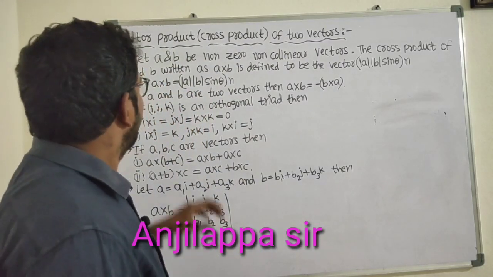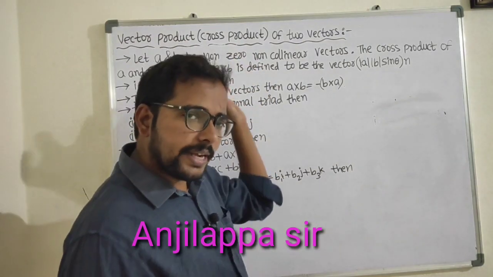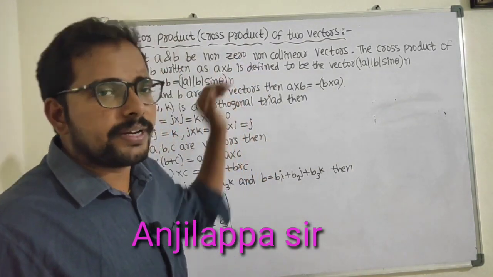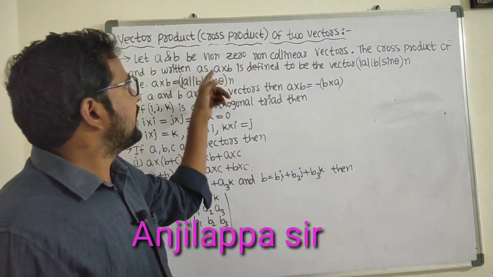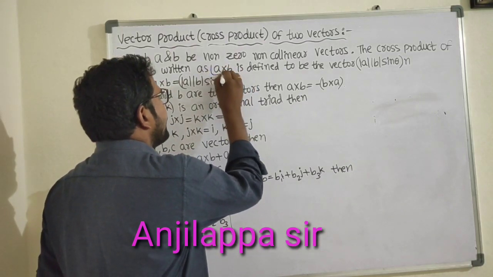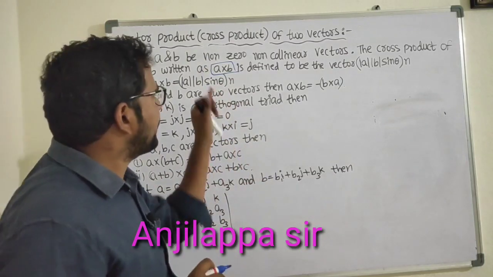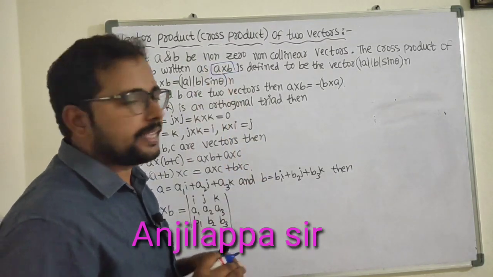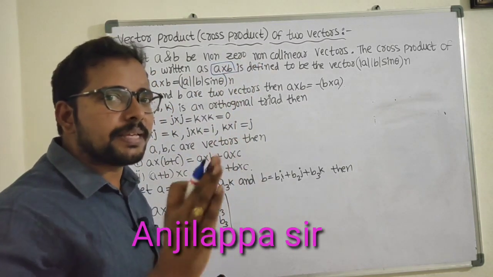First, a definition. Let a and b be non-zero, non-collinear vectors. The cross product of a and b is written as a cross b, and it is read as a cross b.